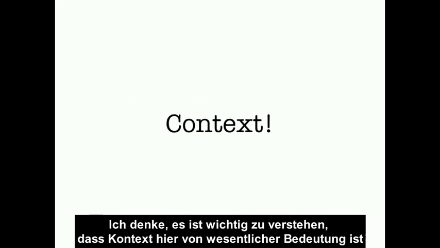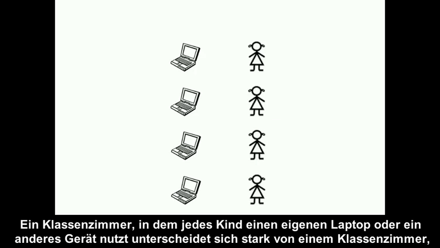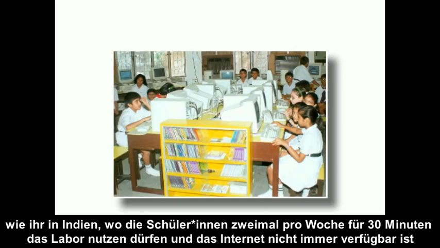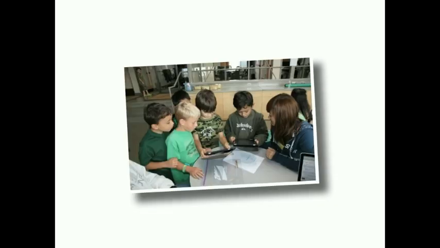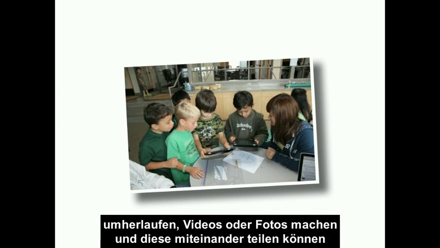Now, where does all this happen? I think it's important to understand that context is very critical. A one-on-one classroom where every child has a laptop or some other device is very different from a classroom like this one in India, where students get to go to the lab for 30 minutes twice a week, where internet may or may not be available, which is different from this classroom where students have mobile devices where they can walk around, take video, take photographs, and share with each other.